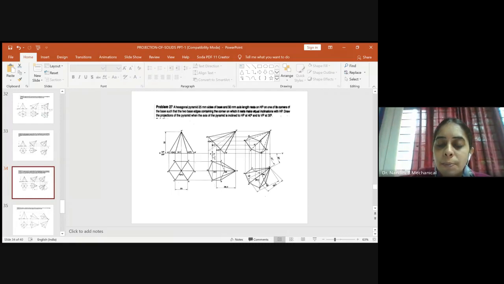Locus of C will be meeting C dash at this point. So this is our C. Locus of B will be meeting B dash at this point. So this is our B. So we got all the corners of the bottom surface. So once you are done with this, take the projection of O and O1. Okay, so the projection of O is meeting O dash at this point. So this is our O. The projection of O1 is meeting O1 dash at this point. So this is our O1.